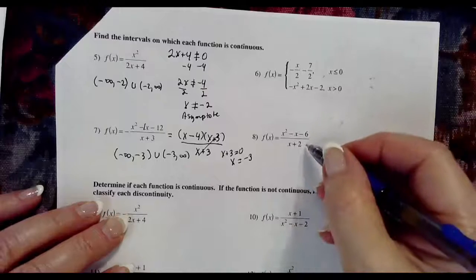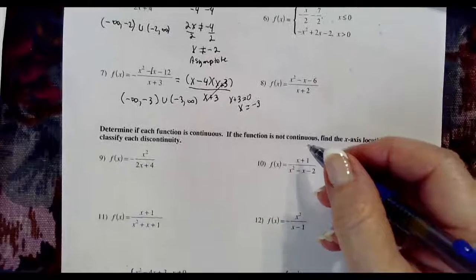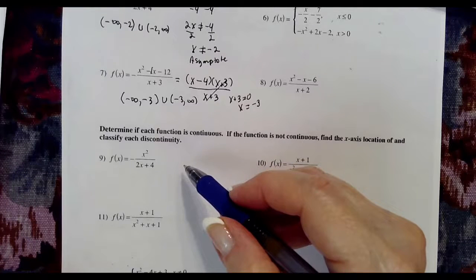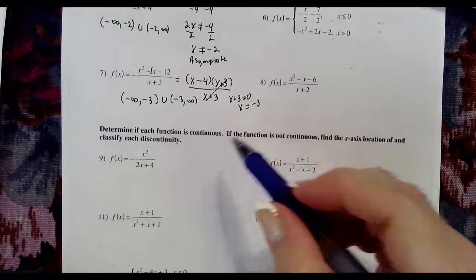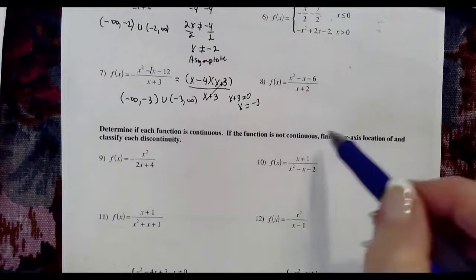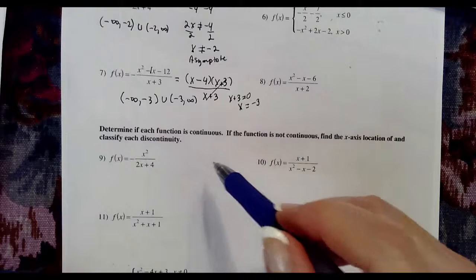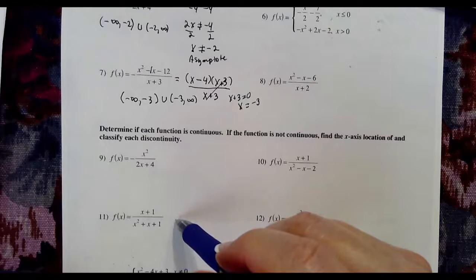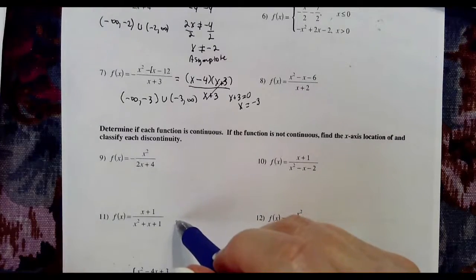This one is done the same way as number 7, so we're not going to take time to do that one. Number 9 looks like it is almost exactly the same thing as number 5. On this one you have that x cannot be 2. So it says if the function is not continuous, find the x-axis location or classify each discontinuity. So this one is at x cannot be -2. And it looks like this one divides out to be imaginary. So this one you're going to use the quadratic formula on.